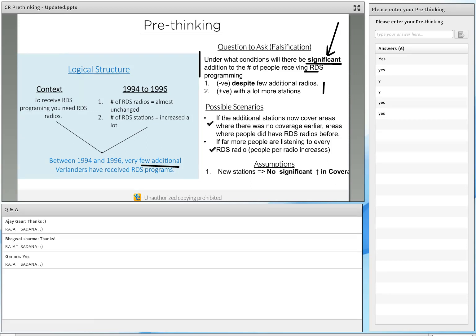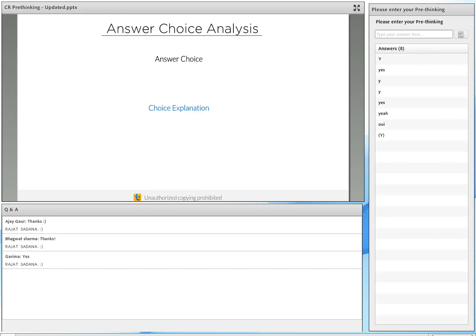Right? So, you guys got these scenarios. What are the assumptions? The assumptions are that news stations do not increase my coverage significantly, which means they shouldn't be put in areas where people had the right kind of radios but had no coverage earlier. The second is people per radio should remain about the same. They shouldn't increase, that number should not increase a whole lot. Those are my two assumptions. Does that make sense? The two assumptions? Cool. Let's move forward.